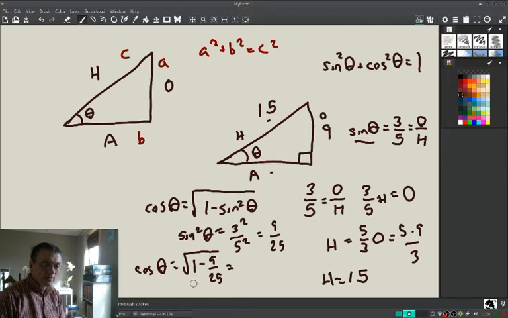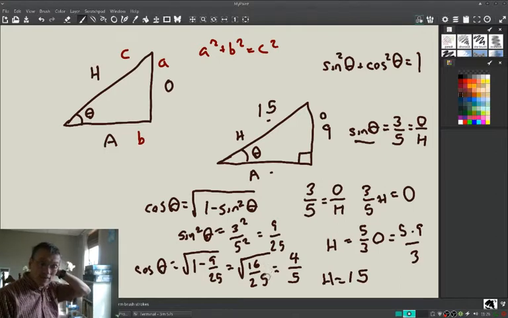That's 25 over 25 minus 9 over 25, which equals the square root of 16 over 25. Probably a lot of you see where this is going. Oh, that's nice, 16 is a perfect square, it's 4. 25, oh, that's nice, that's a perfect square, that's 5. So cosine of theta equals 4 over 5.